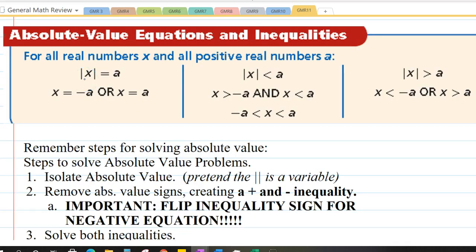In the last lesson, we said that the absolute value of x is equal to a. That gave us a positive or a negative. If you have absolute value of x is less than a, you're going to have an "and," and it's going to be written with the x in the middle. If you have the absolute value of x is greater than a, you have an "or." Now this is handy to remember, but if you don't remember, that's okay. When working out the problems, we'll figure it out.